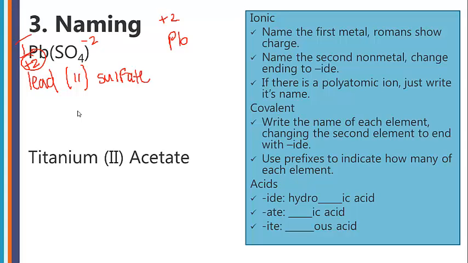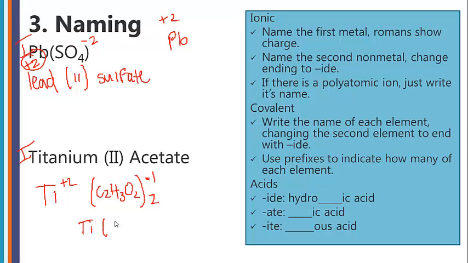Next I have titanium 2 acetate. So I have a transition metal, and acetate is a polyatomic ion. So this is definitely an ionic compound. So titanium is Ti, and its charge is +2. And then I've got acetate, which is C2H3O2, polyatomic ion, and the charge of acetate is -1. So if titanium is +2, I'm going to need 2 acetates to balance that out, so I get -2.